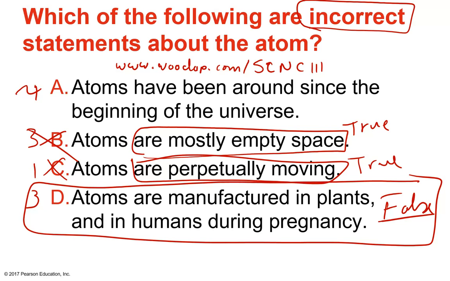What's being created in humans during pregnancy? A baby. And what's that baby made out of? Well, that's not physical science, that's biological science. But it's creating cells out of atoms. The atoms aren't being created. They're being used to build things.